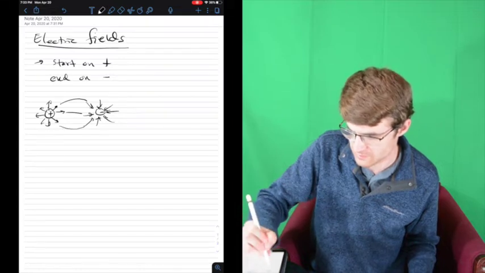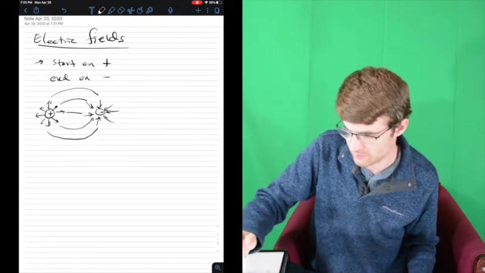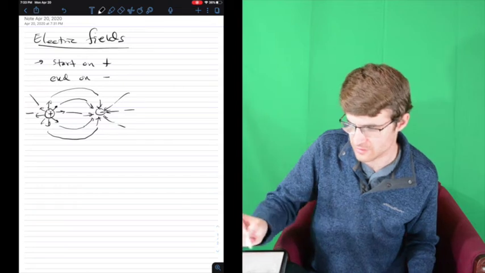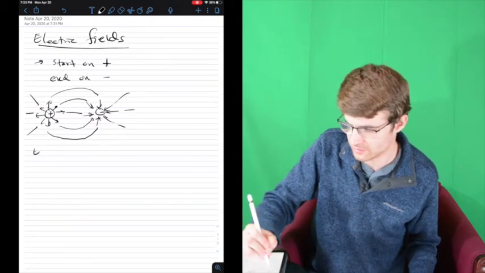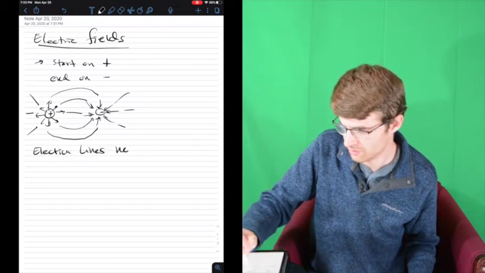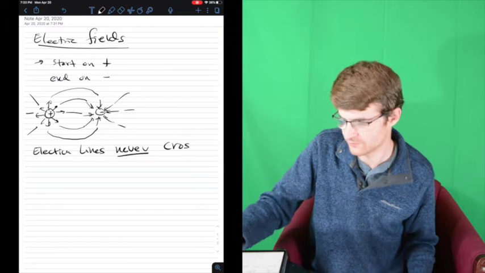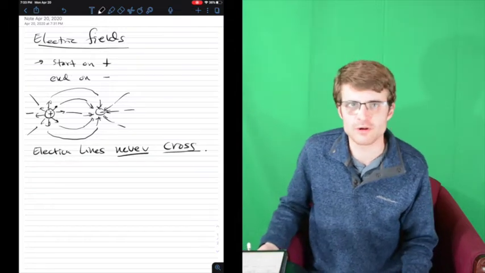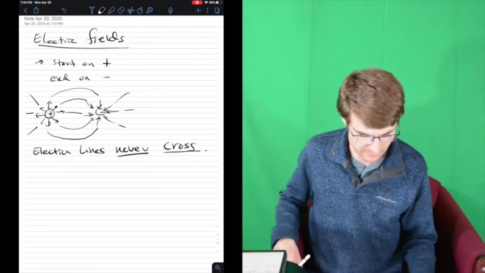I'm using at least one property of electric fields as I complete this picture, and that is that electric field lines never cross. So that's kind of an important property. You'll see that lines of equipotential do the very same thing.